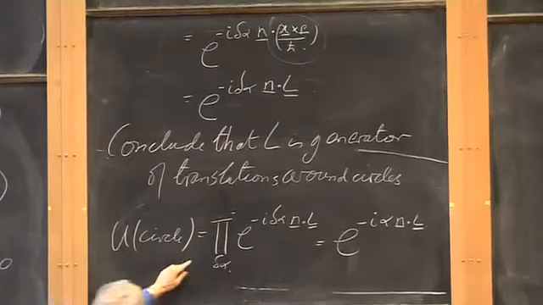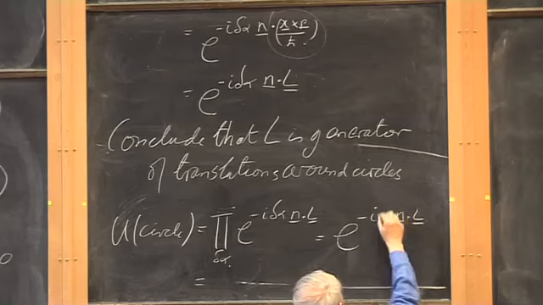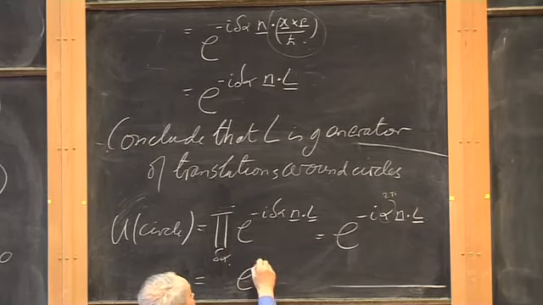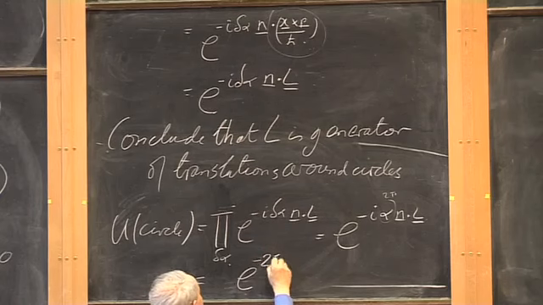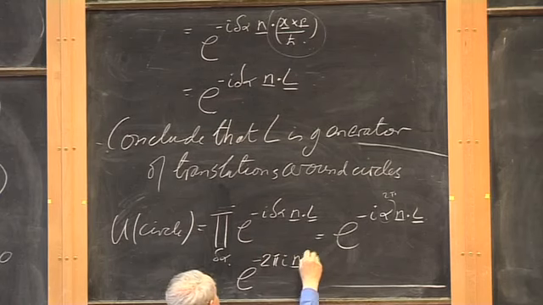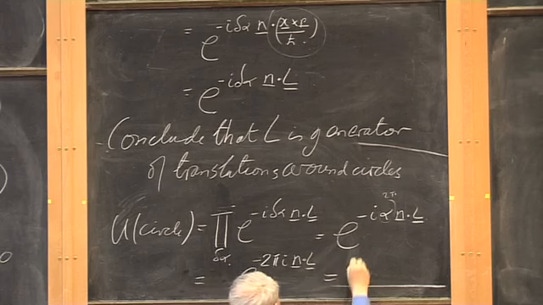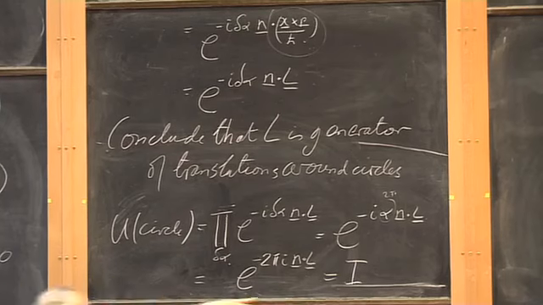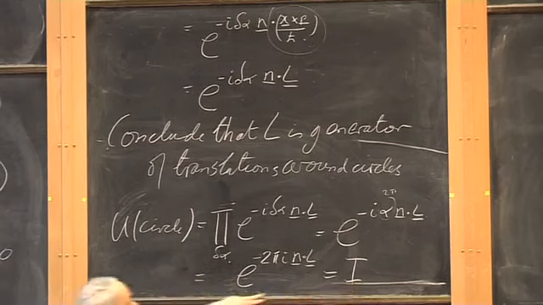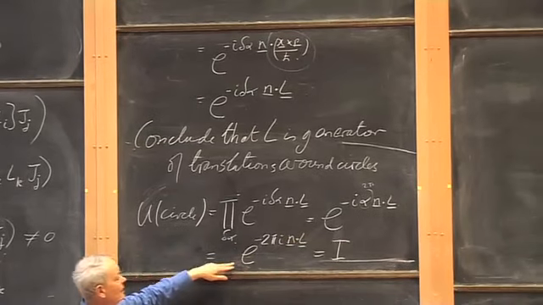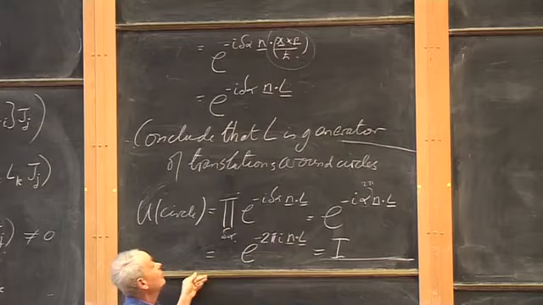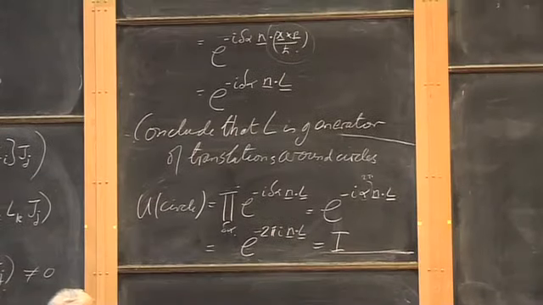So for a circle, this is going to be 2 pi. So we're going to come to the conclusion that e to the minus 2 pi i n dot L is equal to the identity transformation, because we've shown that U going all the way around in any closed path has to be the identity. So this thing has to be an identity for any unit vector n. And we'll need that result shortly.